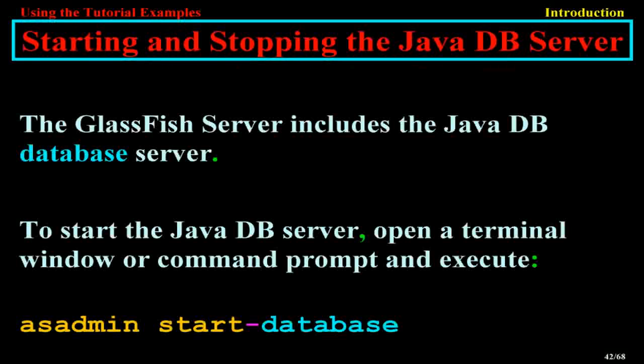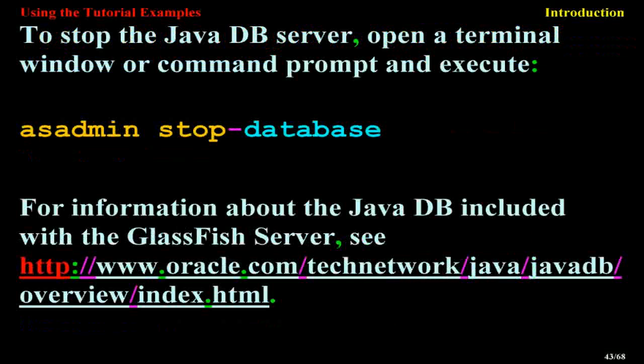The GlassFish Server includes the Java DB database server. To start the Java DB server, open a terminal window or command prompt and execute asadmin start-database. To stop the Java DB server, open a terminal window or command prompt and execute asadmin stop-database. For information about the Java DB included with the GlassFish Server, see http://www.oracle.com/technetwork/java.